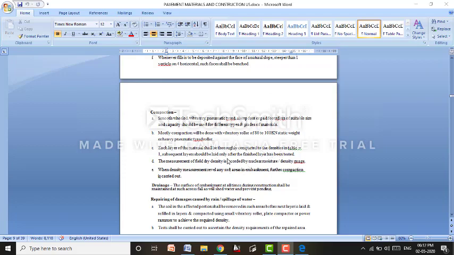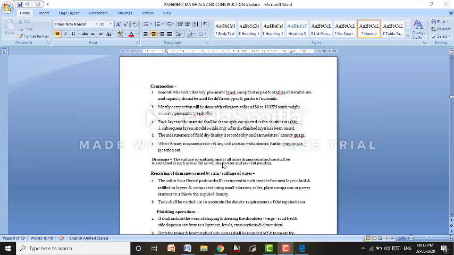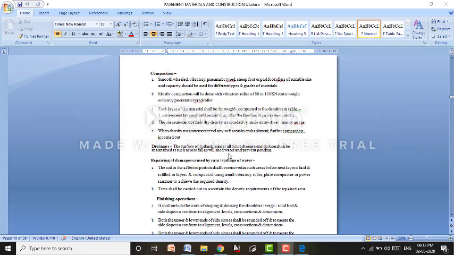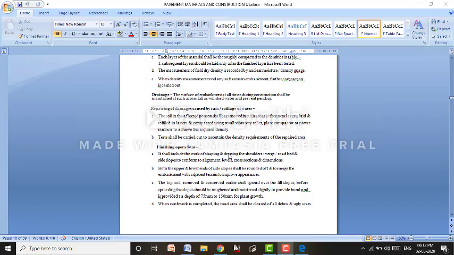Subsequent layers should be laid only after the finished layer has been tested. It means the required density test and camber test need to be done. The measurement of field dry density is recorded by nuclear moisture and density gauge. When density measurements reveal any soft areas in the embankment, further compaction should be carried out to get the required density.